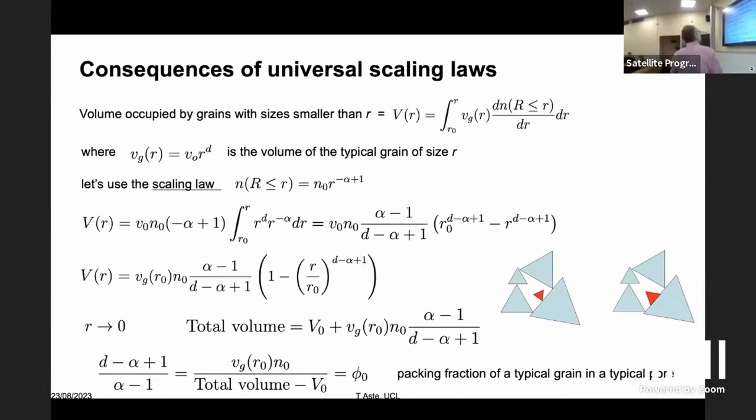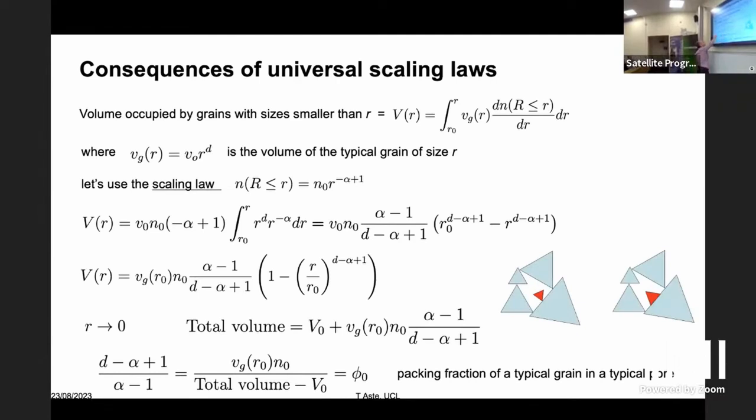They could have some consequences. But anyway, you put a grain of volume V_G R, and the number of these grains is the derivative of the cumulative number of grains. You integrate over R from the beginning of the process at zero to R, and that should give you the entire volume you have. Then you do this integral, which is kind of trivial, and what you get is something like this, okay?